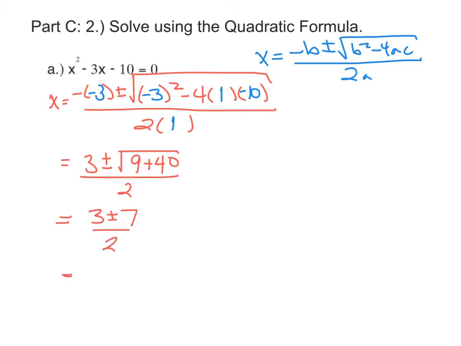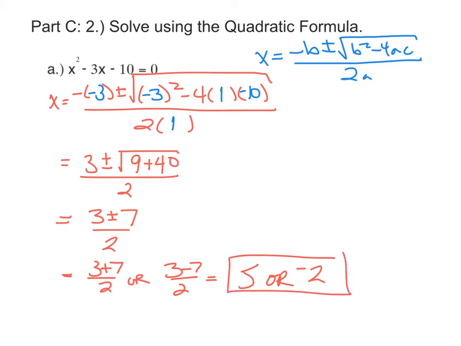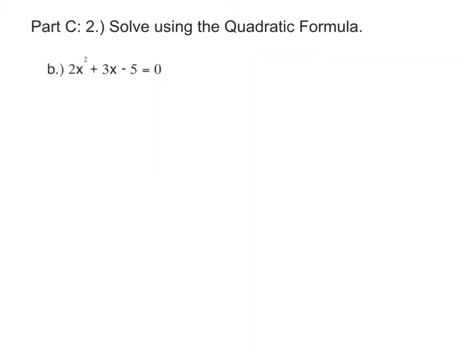And that's our two answers, 3 plus 7 over 2, or 3 minus 7 all over 2. 3 plus 7 is 10, divided by 2 is 5, or 3 minus 7 is negative 4 over 2 is negative 2. So those are the two solutions. So let's go at it a couple more times. With part B, 2x squared plus 3x minus 5 equals 0.